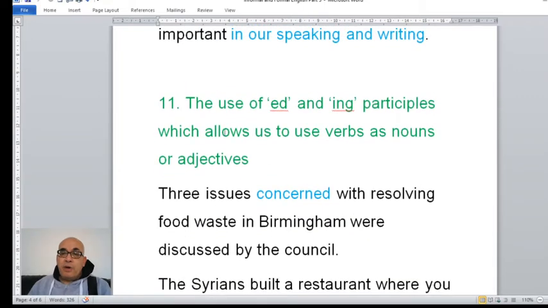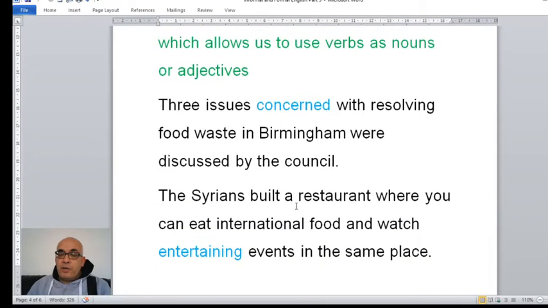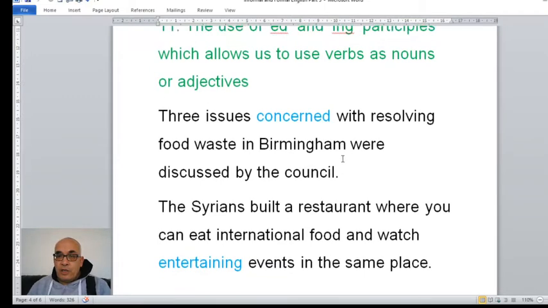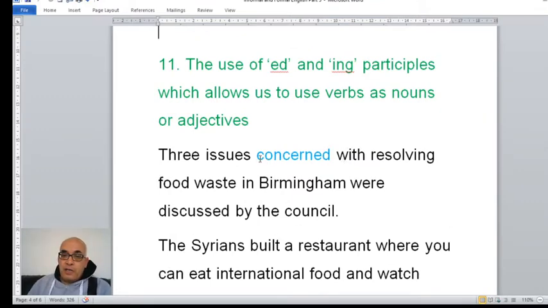Now, the use of ed and ing participles, which allows us to use verbs as nouns or adjectives. Again, this is formal English. What does it mean? So: three issues concerned with resolving food waste in Birmingham were discussed by the council. So what I use here, three issues, I use ed here with to concern. Concerned is a past participle, and I am using three issues. So three issues concerned with resolving.